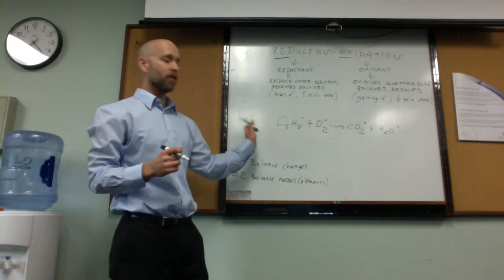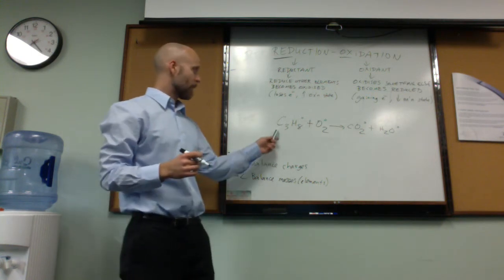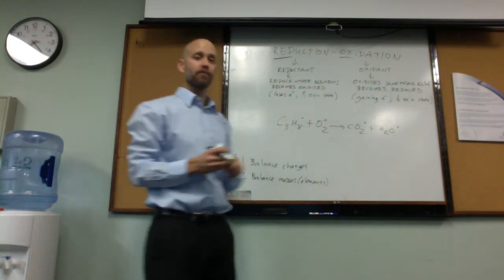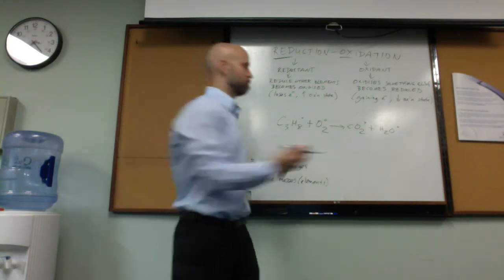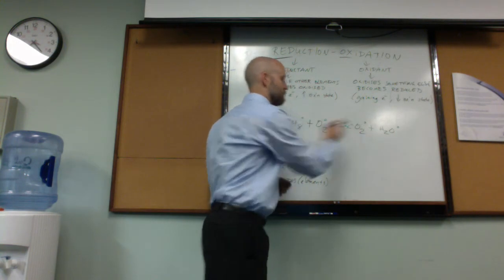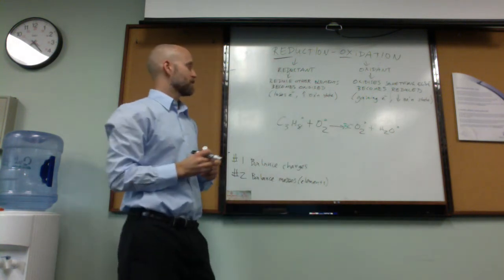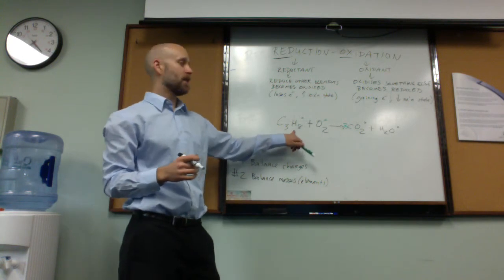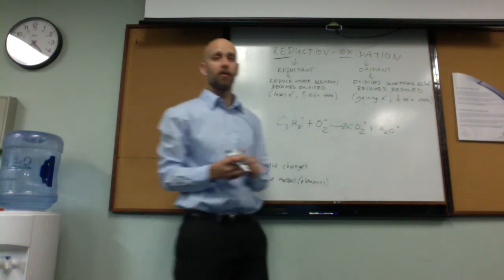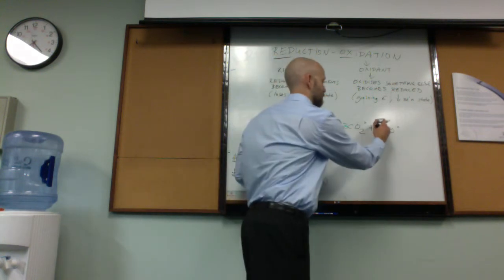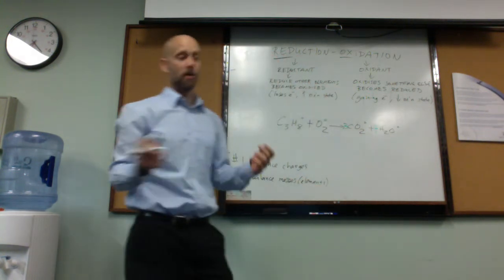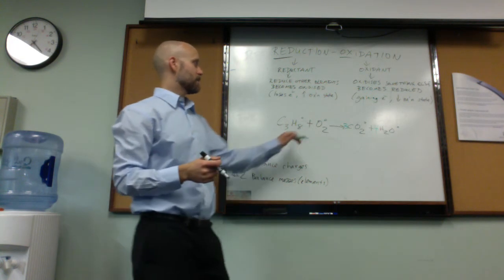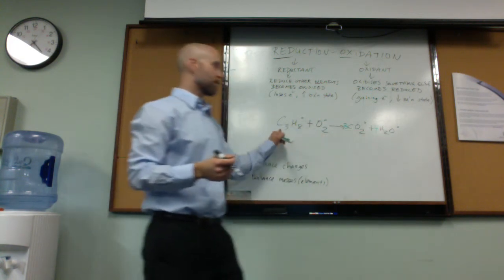So if we look, again, we're going to go from left to right. And we see that there's 3 carbons here, and there's only 1 over here. So we're going to need 3 times that many CO2s. So now we have 3 carbons on each side. Now we have 8 hydrogens on the left, and we only have 2 on the right. So now we have to add another 4 hydrogen, or 4 water molecules, to the right. So now we have mass balance of our hydrogen and our carbon.